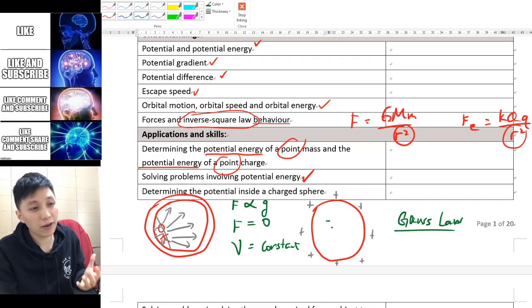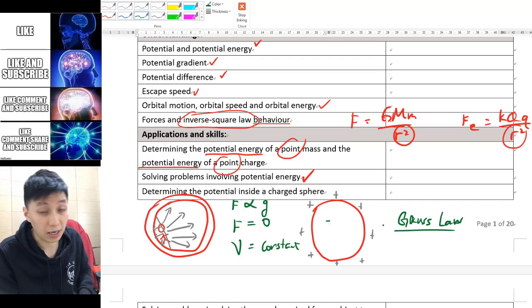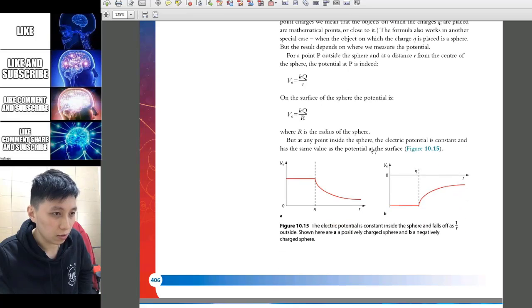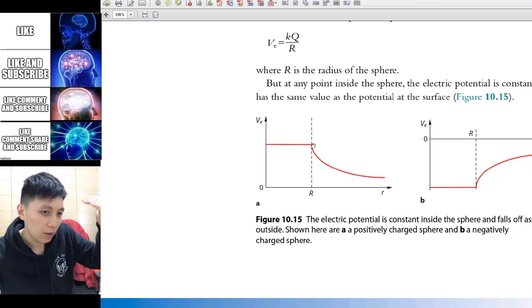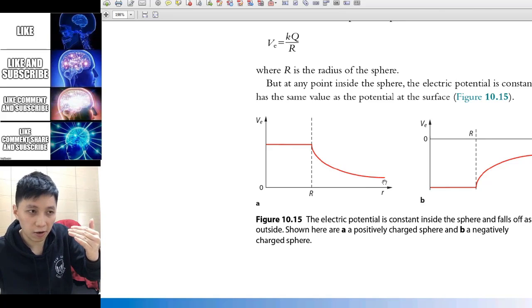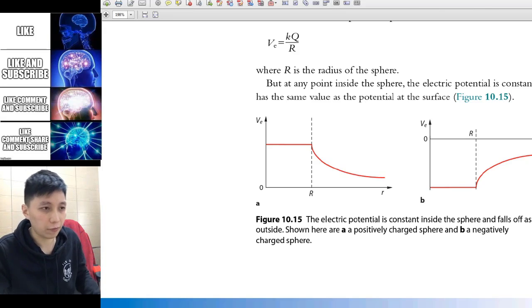Okay, and that constant value is the same as the magnitude as if, for example, this charged sphere is a point mass. And therefore, later on you will find in your textbook a diagram like this. This is within the sphere, so you have a constant potential. And once you are away from the surface of the metal sphere, then you will start to drop with a relationship of 1 over r, because that's the equation itself.